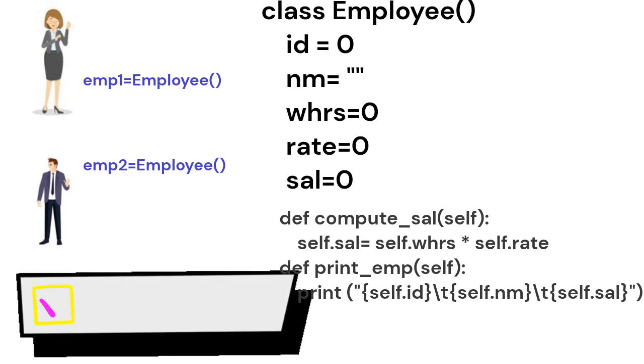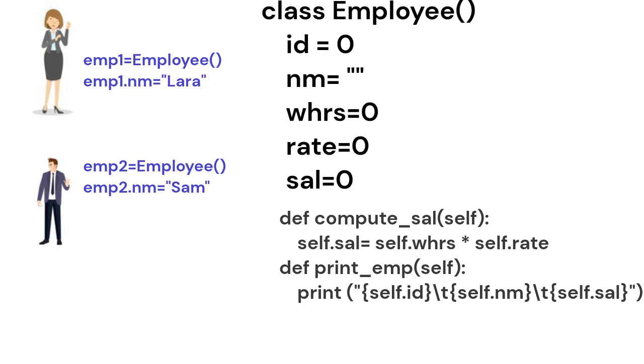Now, to assign values to our employees, we use the dot operator. In this way. And to call the member function, we do the same. Class definitions, like function definitions, must be executed before they have any effect. Hope this part is clear.